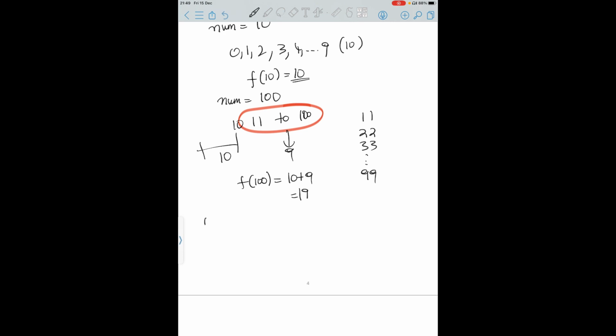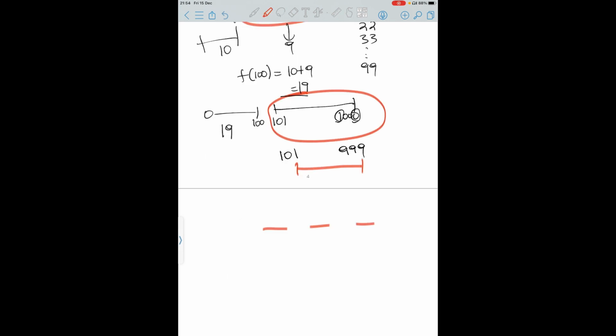We know from 0 to 100, there are 19 numbers. Now, since 100 does not satisfy the property mentioned in the question, we need to look from 101 to 999. So let's see all the possibilities and count the number of such integers from 101 to 999 that satisfy the property.